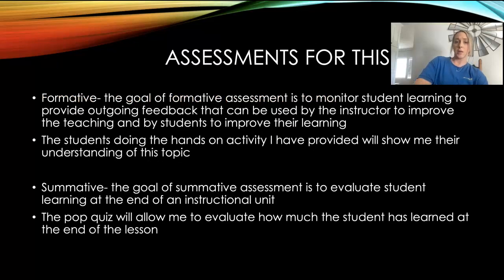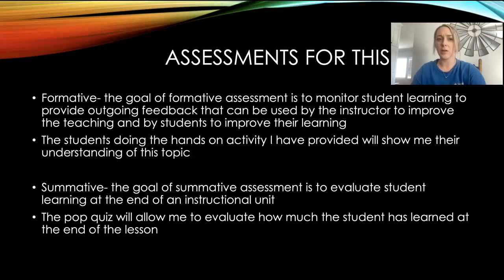The assessments that would be used from this lesson would be formative, which is the goal of formative assessment is to monitor student learning, to provide ongoing feedback that can be used by the instructor to improve the teaching and by students to improve their learning. So this is what the hands-on activity does. It's going to show me their understanding of the topic, improve their idea of the topic because they're actually doing something, and it will have the class involved. So in her case, if she does have the 3 students that are misbehaving, maybe giving a hands-on activity and being involved, that will help them be a little less bored, and maybe that's why they're acting out.